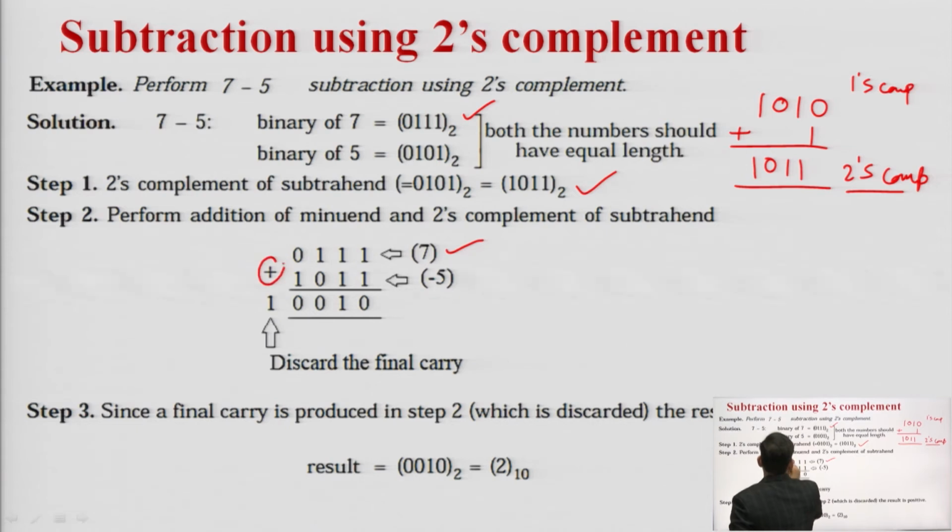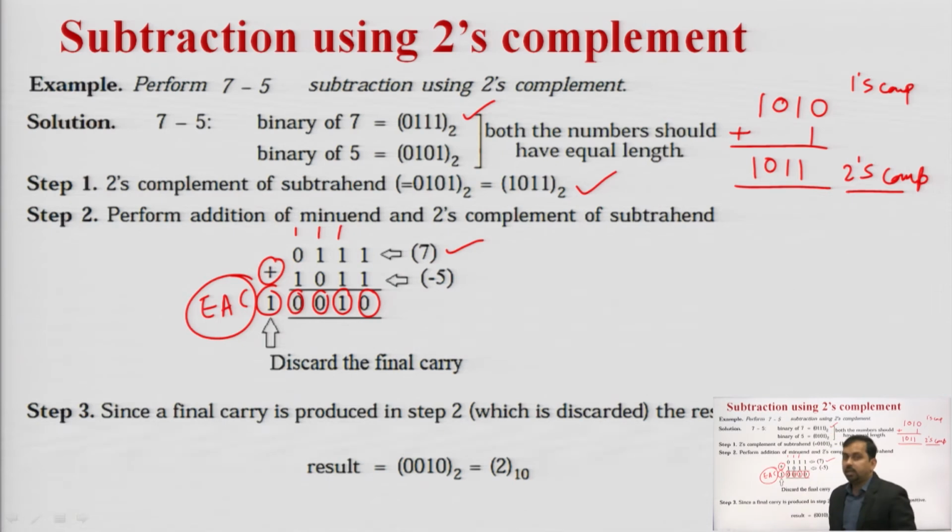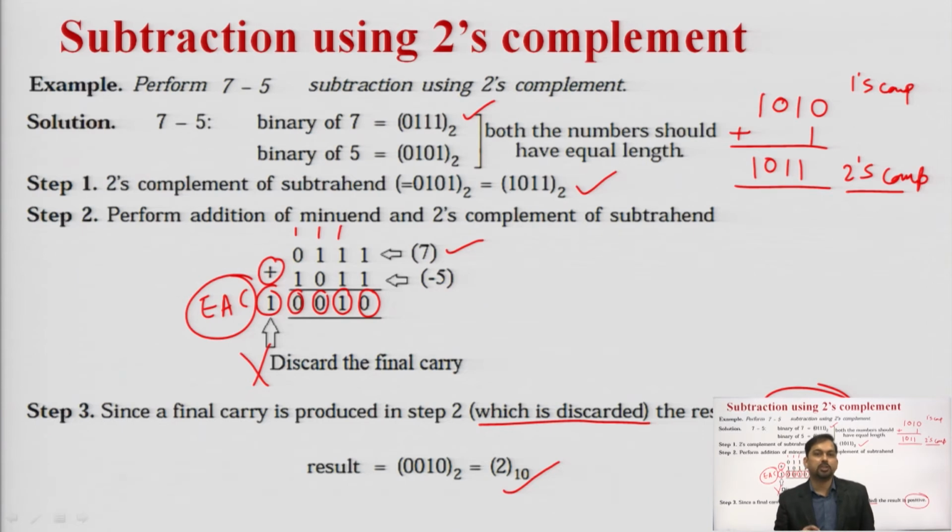Just perform the addition. Please see that 1 plus 1 is 0 with 1 carry, again 1 1, so 1 over here, 1 over here. 1 plus 1 is 0, again 1. 1 plus 1 again 0 with 1. This is the EAC, end around carry. So what we have seen is, if the carry is generated, then discard it, and the result will be positive. This 0010 is equivalent to 2. So the answer is plus 2.